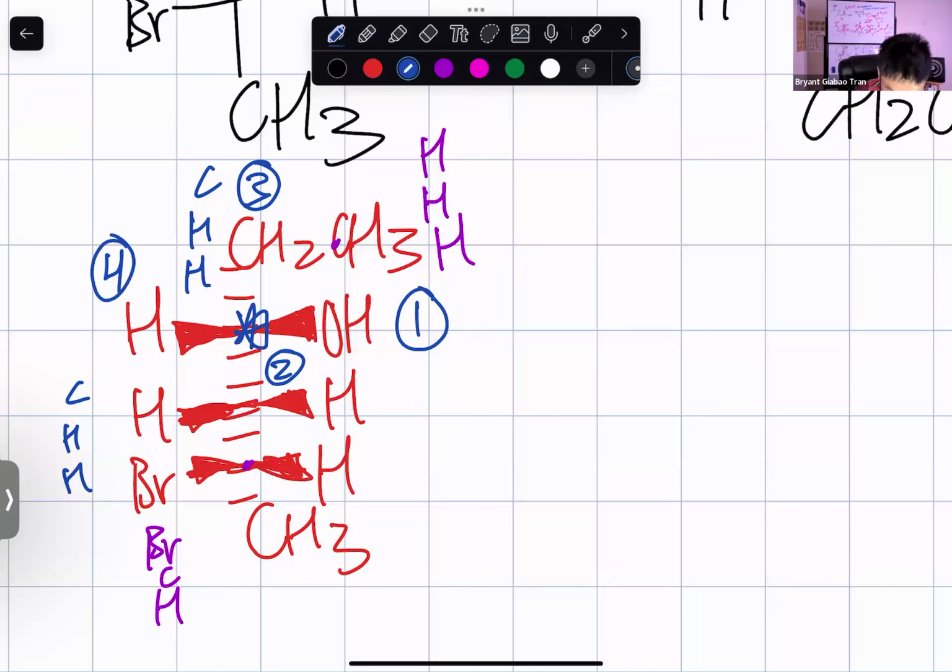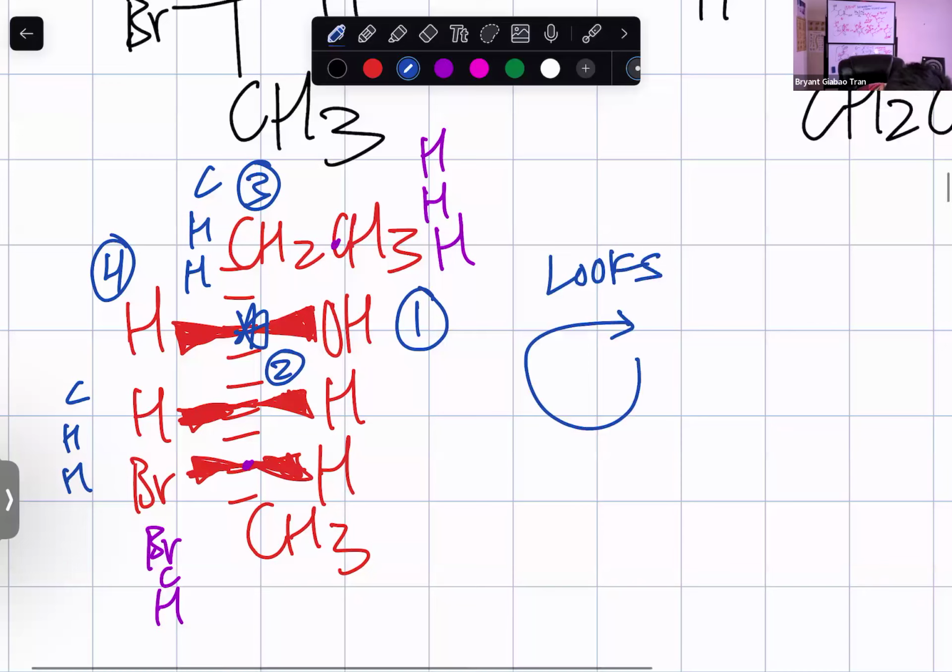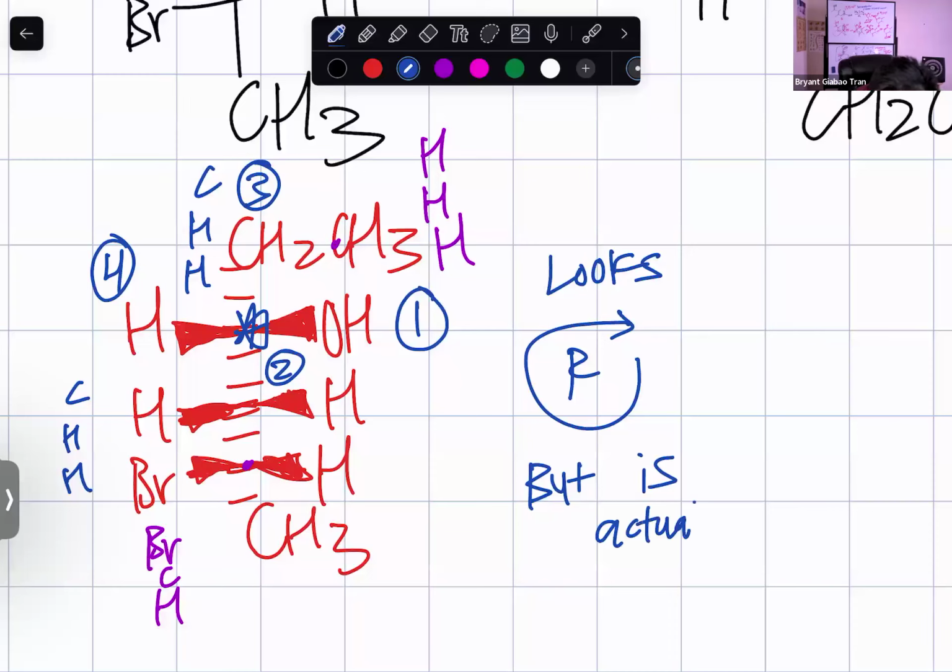Whenever we do R and S, we want the lowest priority group to be on a dash. But because hydrogen is on a wedge, we do everything normally. So 1, 2, 3, going this way, it looks R, but it's actually S. So this chiral center here is S.